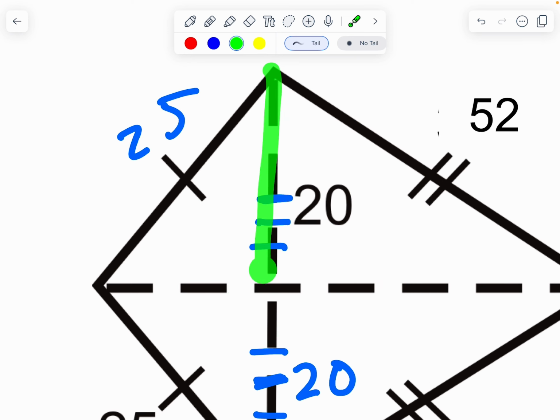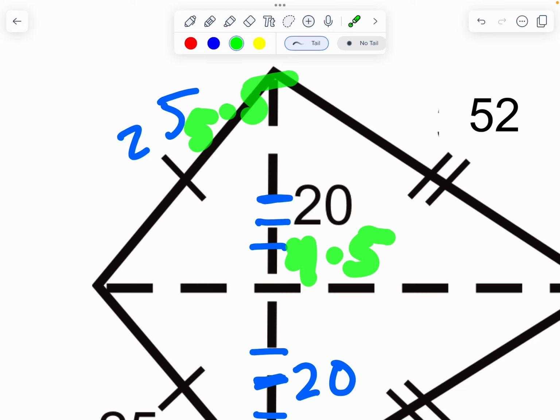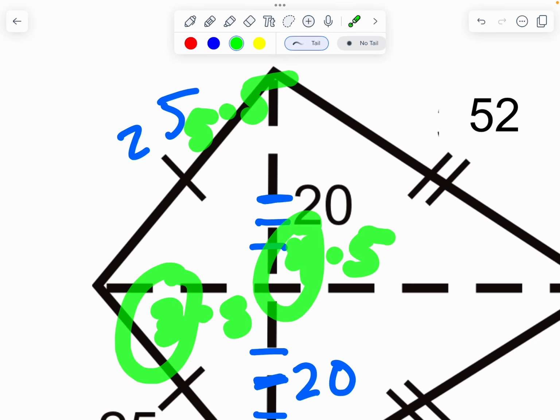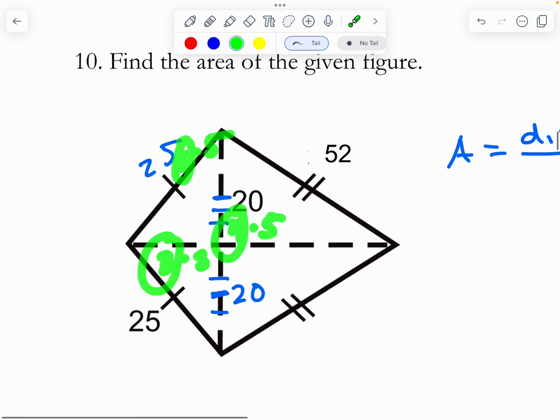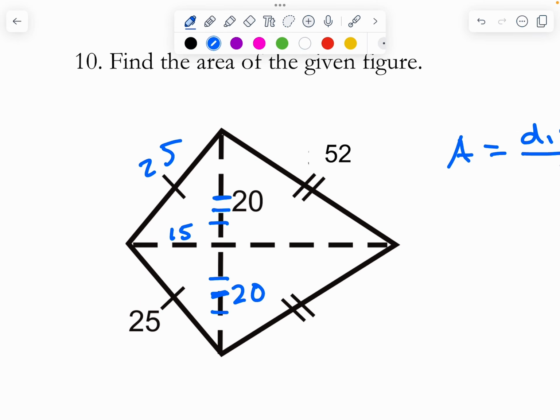So I have this triangle right here, right? I notice right away that this is 5 times 5. I notice this is 4 times 5. So therefore, this has to be a 3 times 5. It's a 3, 4, 5 triangle. So my length here has to be 15.